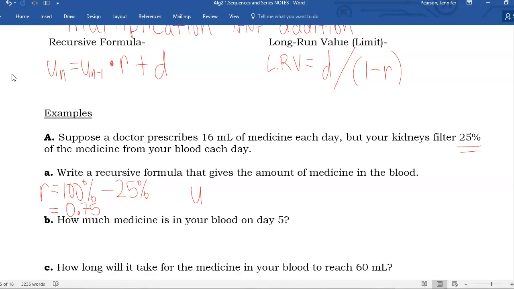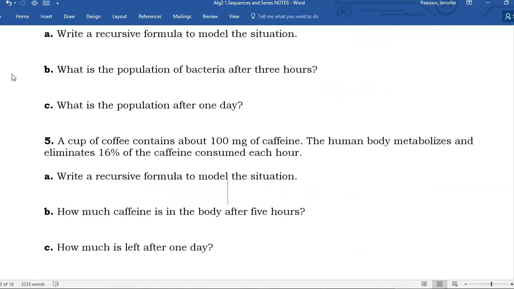A recursive rule always starts with a starting value then. So let's see, should we say U1 or U0? Let's say U1 because we start with 16.